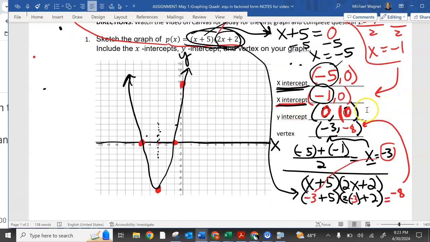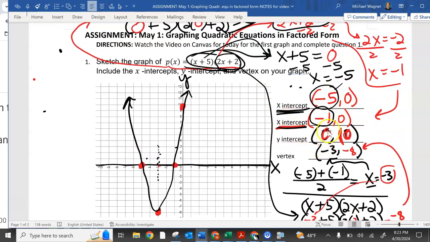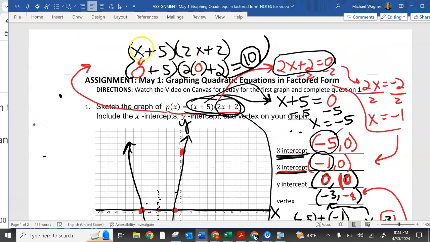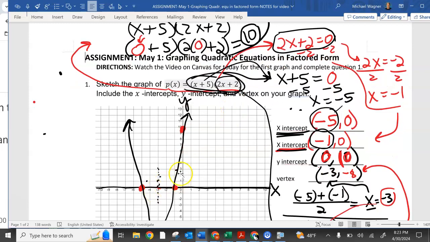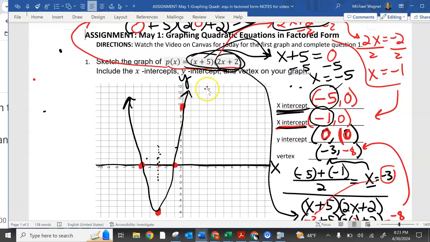How do we get the y-intercept? Well, we basically took 0 right there, and we put it into the equation. You can see it right here. We put in this equation right here, put 0 in for x, and calculated, got 10. So that's going to be the y-intercept right there.